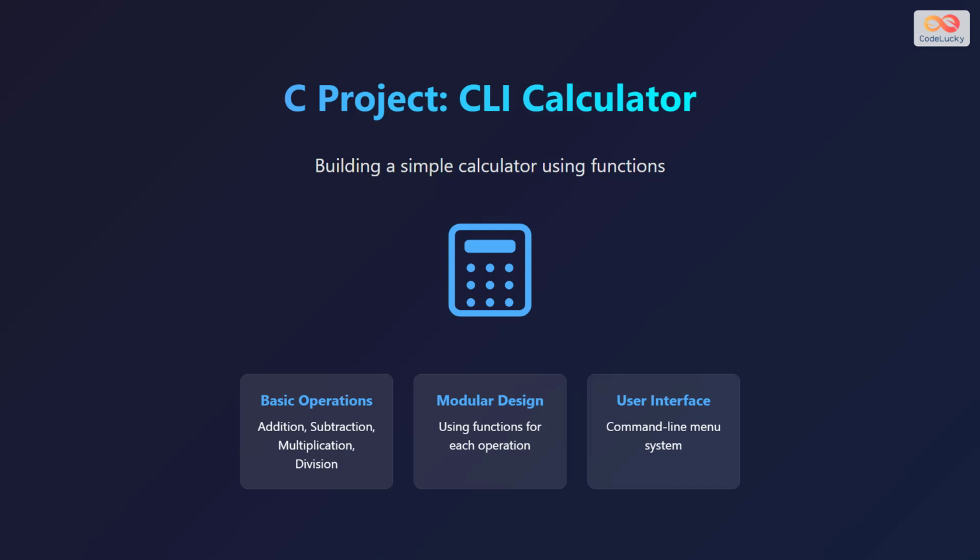Let's embark on a journey to build a command line interface, or CLI, calculator using the C programming language. The primary aim is to construct a basic calculator leveraging functions, which will perform simple arithmetic operations. The calculator will support basic operations such as addition, subtraction, multiplication, and division. We will adopt a modular design approach, creating individual functions for each operation. A user-friendly command line menu system will be implemented to interact with the calculator.